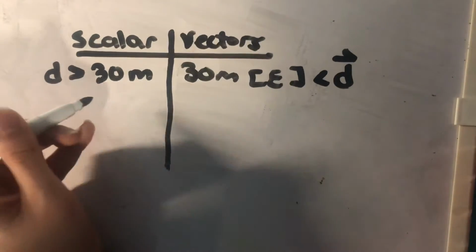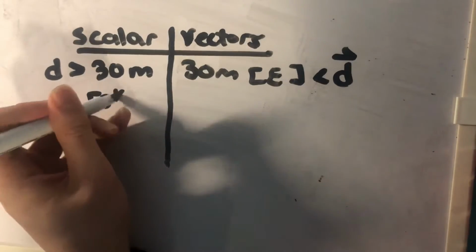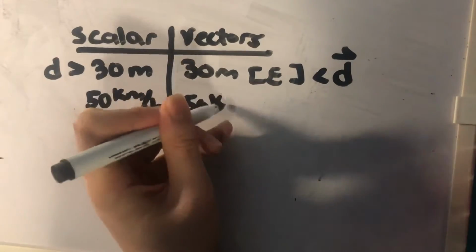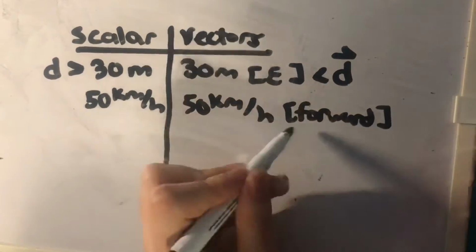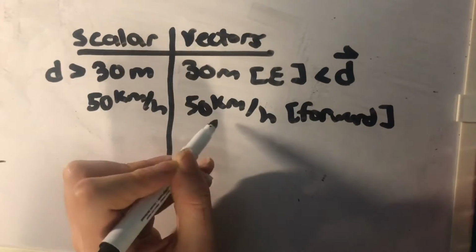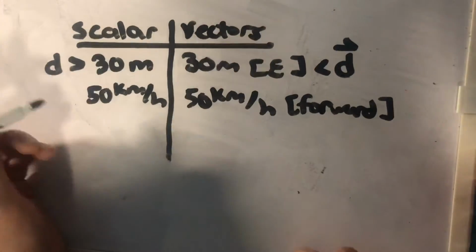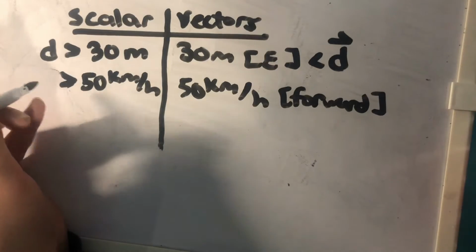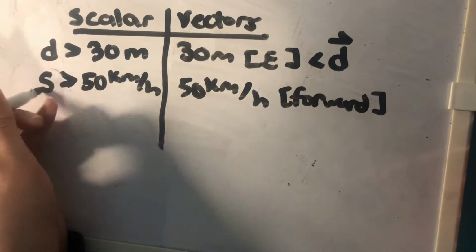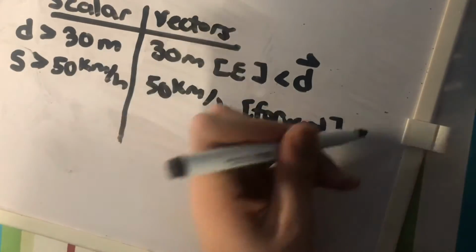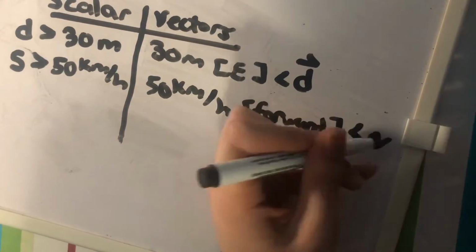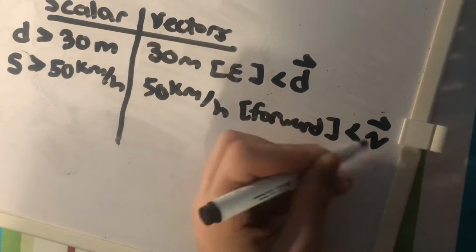For our other example, we had 50 kilometers an hour and 50 kilometers an hour forward, which is kind of a weird way to indicate kilometers an hour, but it's fine. So for the scalar version of this, you could just call it speed, and you can represent that with an s. And for the vector version, you could call it velocity. You're going to represent that with a v with that little arrow on top. So those are two examples of kind of complementary scalar and vectors.